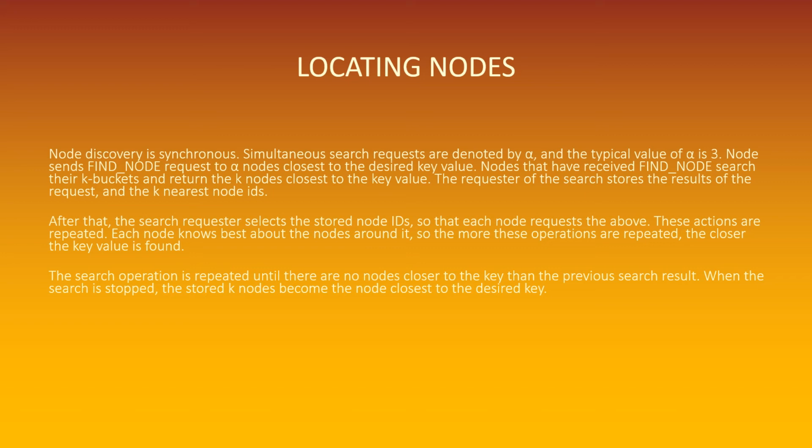These actions are repeated. Each node knows best about the nodes around it, so the more these operations are repeated, the closer the key value is found. The search operation is repeated until there are no nodes closer to the key than the previous search result. When the search stops, the stored nodes become the nodes closest to the desired key.